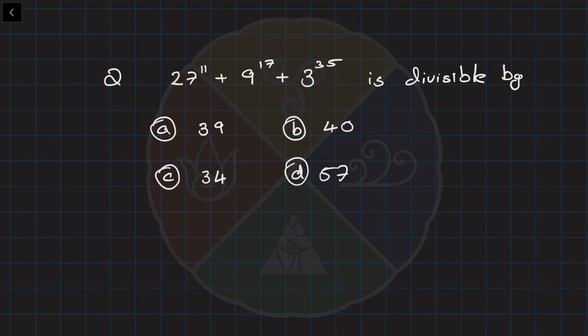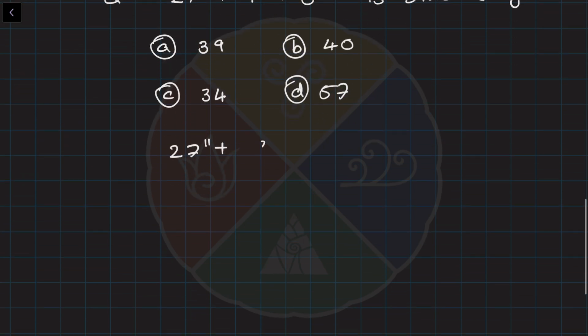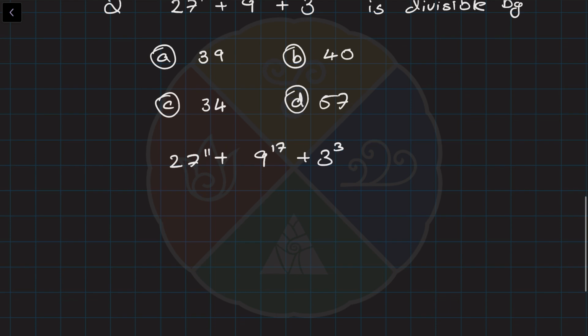Now you can pause the video and try to find the answer for this. I'm going to give you the answer. If you need more time, please pause the video. So just copy pasting the question: 27 raised to 11 plus 9 raised to 17 plus 3 raised to 35.